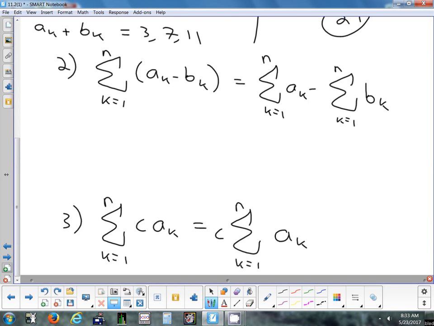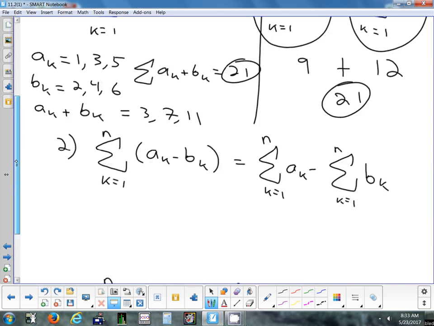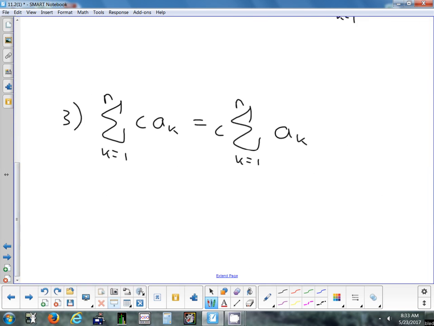Okay, and the third rule says if you want to multiply a sequence by a constant, you can either multiply each term in the sequence by a constant and then add them up, or do it the other way around. Add them up first and then multiply after. So let's take the sequence 1, 3, 5 and try that. Let's just pick a number for C. Let's let C equal 4.